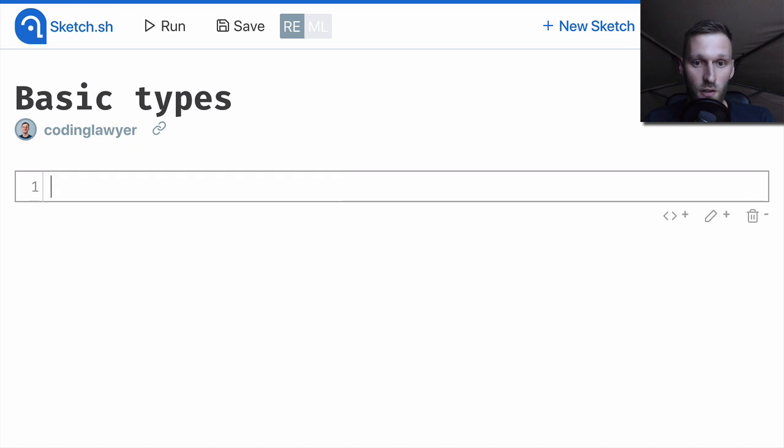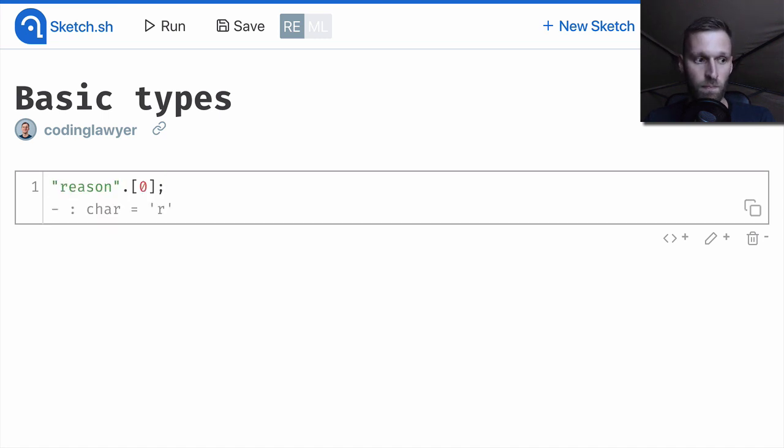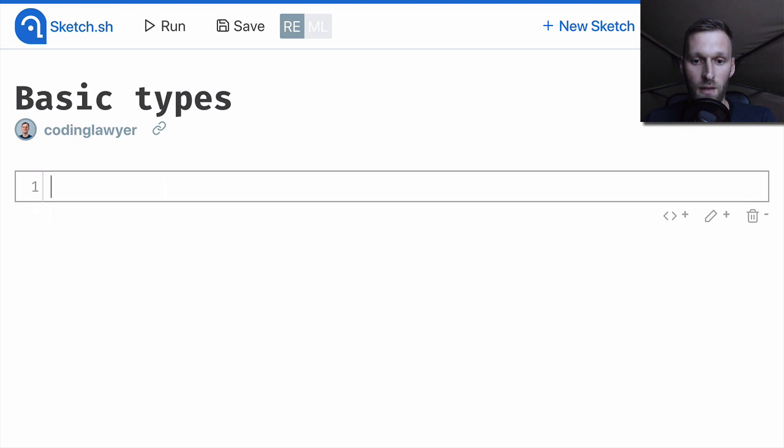Now let's take a look at the character conversion. To convert a string to a character, we use a character index. So we got back R, a character. And we can also convert a character to a string.